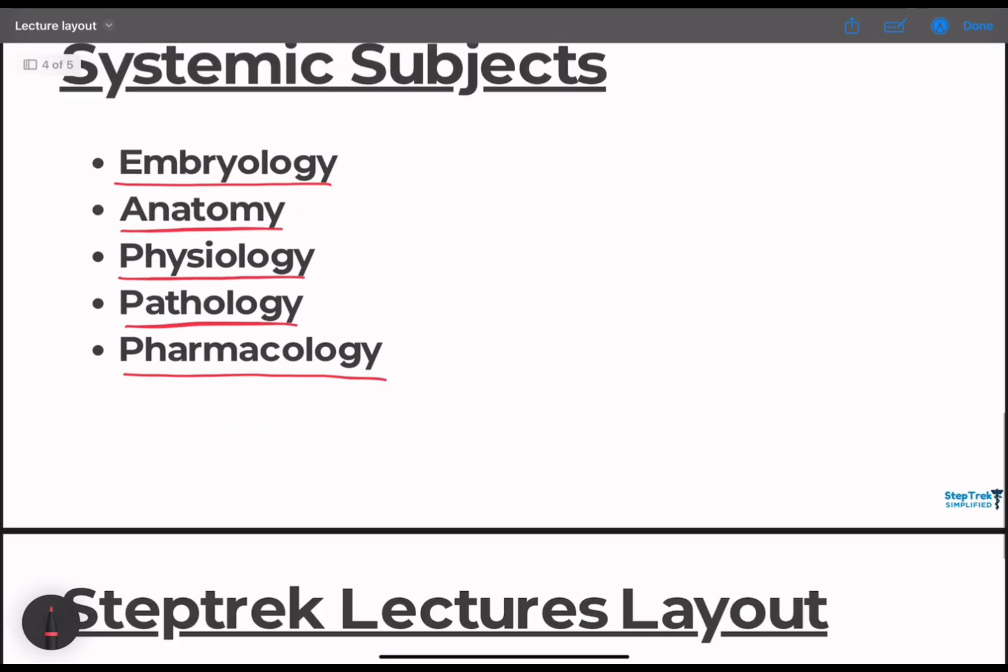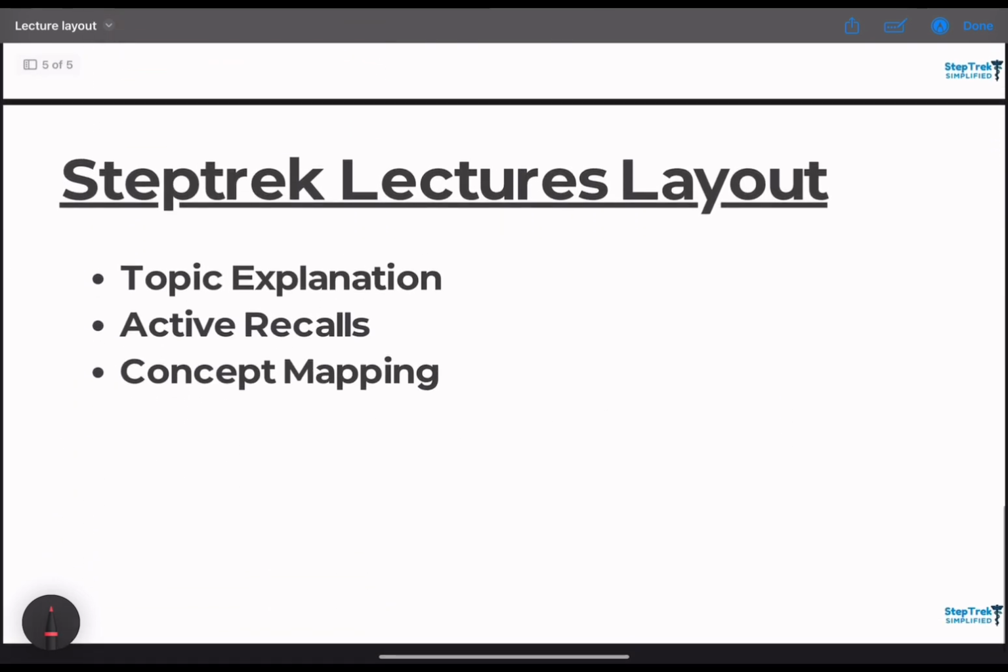related to that system. Now, in the step track lecture series, we will be going in a specific manner. The layout of our lectures would be: at first I would be giving you a thorough explanation of each topic. I would be giving you audio visual information as needed regarding that particular topic, as well as related mnemonics and other information related to that topic.